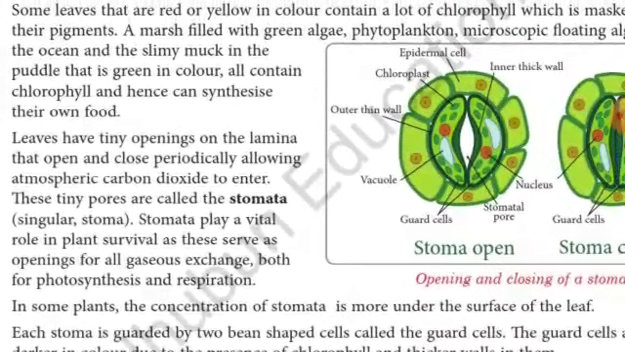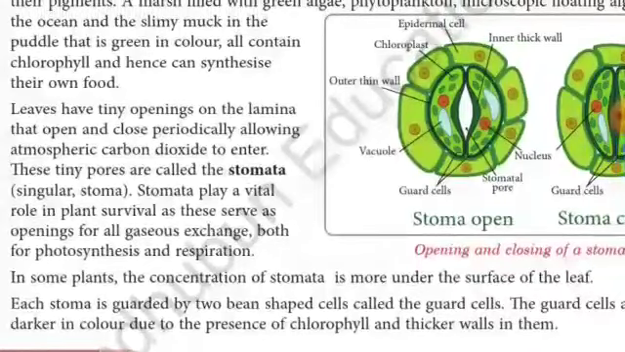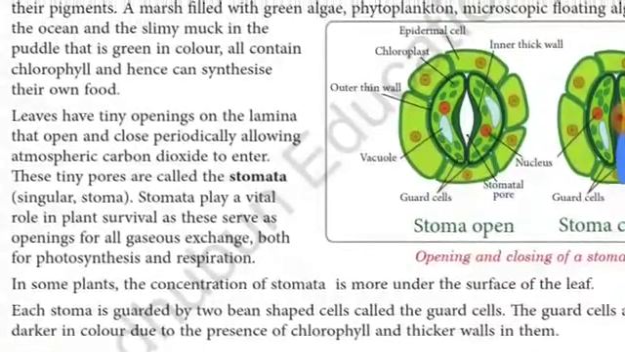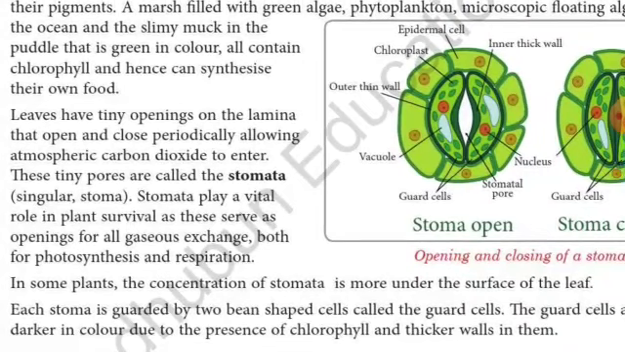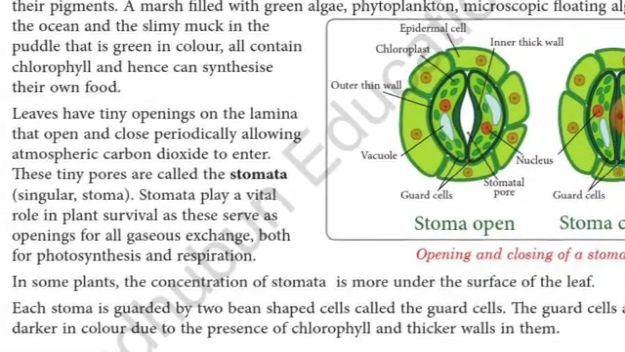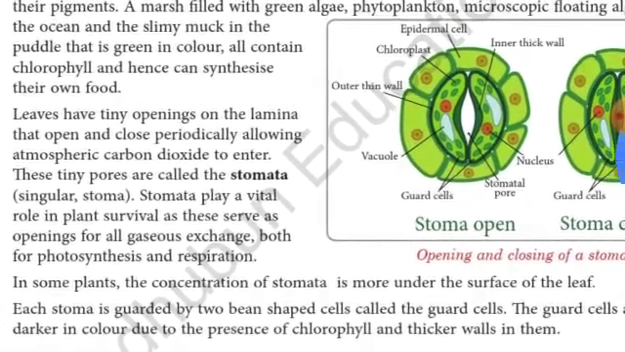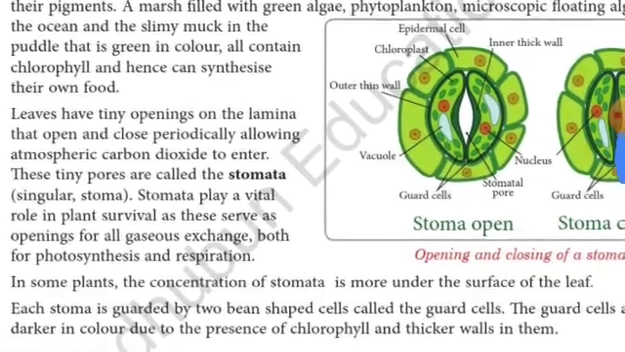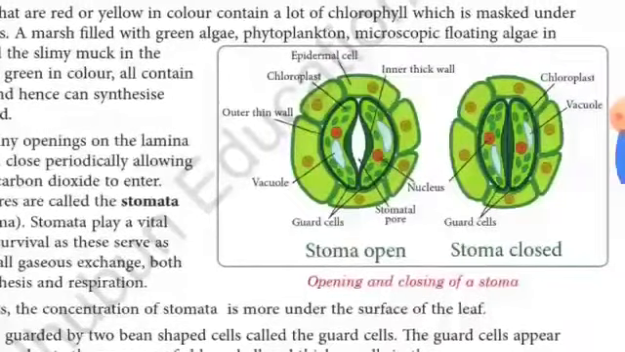Now here it is written that leaves have tiny openings on the lamina, and the lamina contains numerous stomata. Stomata are opened and closed with the help of guard cells. Stomata play a vital role in plant survival because they help in gas exchange. Not only does carbon dioxide go in, but oxygen is also liberated out. So both gases are exchanged, for photosynthesis and respiration. So stomata are very useful for the exchange of gases.